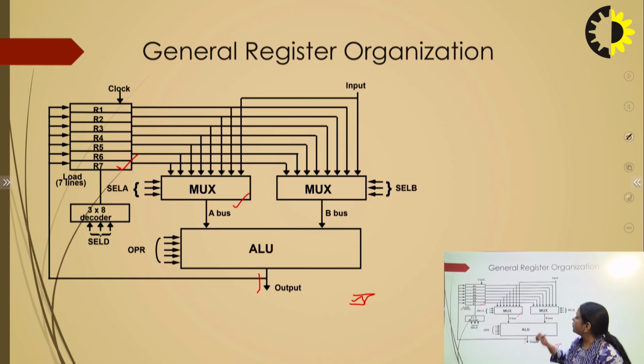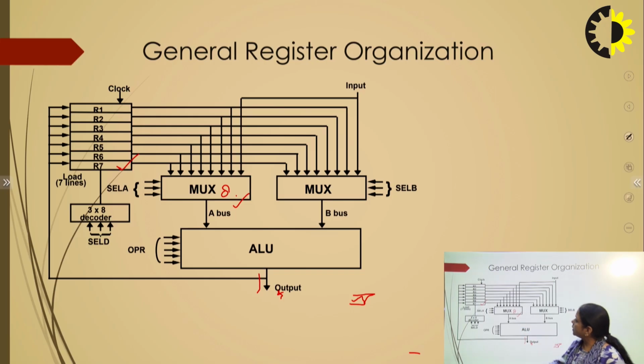Now, what is the use of this multiplexer? We have 2 buses here, A and B, the A bus and the B bus. All these registers are connected with the multiplexer. The size of the multiplexer is 8:1. 8:1 means 8 inputs are there and 1 output is there.